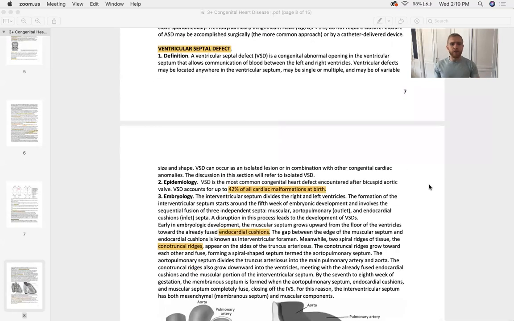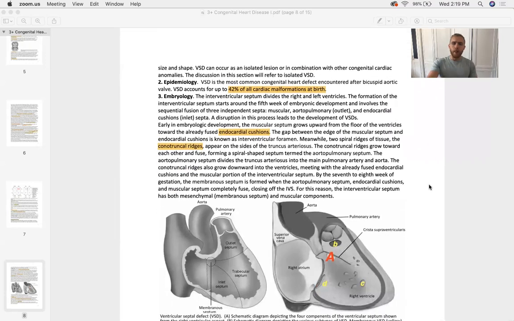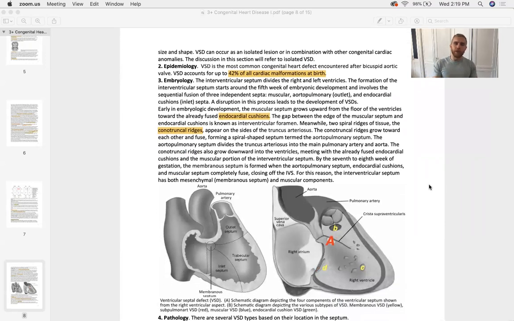The VSD constitutes 42% of all cardiac malformations at birth, and it's due to deficiencies in the formation of the ventricular septum, which separates the two ventricles in the bottom half of the heart. Now, this is not as complex as it seems upon first pass, but if you don't know the terms endocardial cushion and conotruncal ridges of the truncus arteriosus, you ought to take 5 or 10 minutes now and go look those terms up to understand what they are and be able to visualize them in the heart.